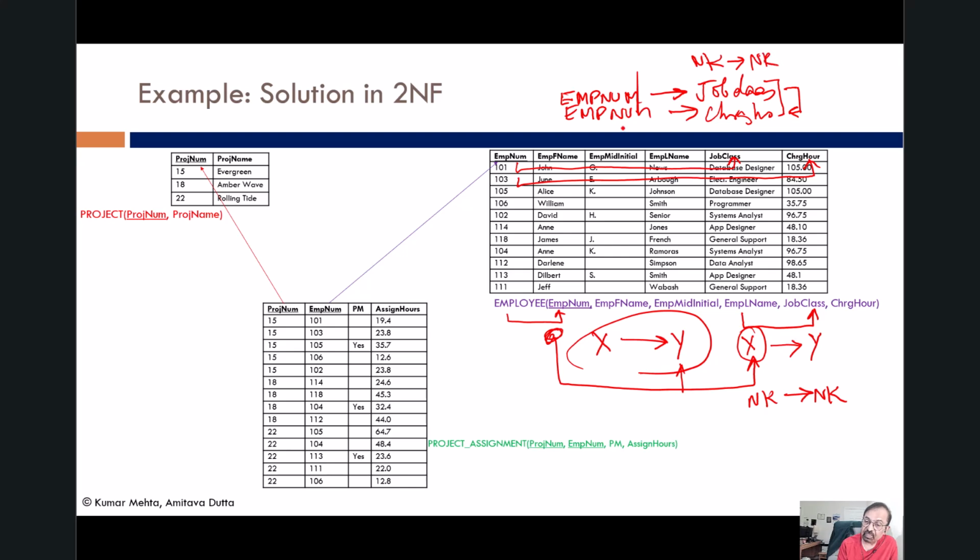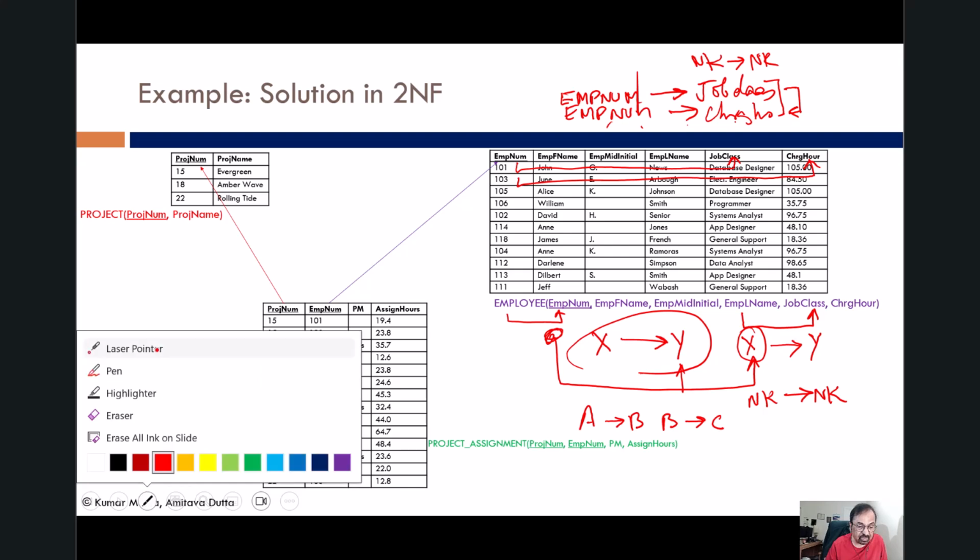So the reason that employee number determines charge hour is because A determines B and B determines C. So employee number determines job class determines charge hours. And that's why indirectly employee number determines charge hours. So this is what's called a transitive dependency, the friend of my friend type of argument. Okay. Now why is this a problem? Why are transitive dependencies a problem?